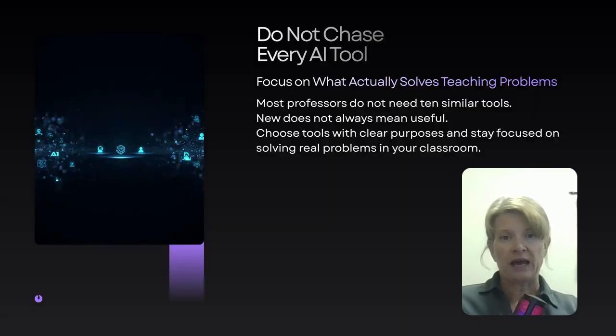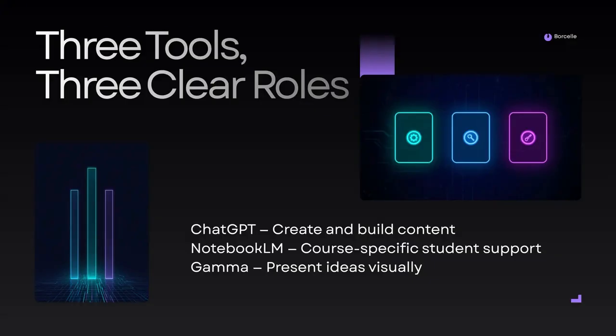I would not try to master every new AI tool that appears online. Most professors do not need 10 tools that perform almost the same job. They need a small number of tools with clear roles. And for me, that's the 3 I discussed in this video. ChatGPT helps me create and build. NotebookLM, or Gemini Notebook, helps me create a course tutor for my students. Gamma helps me present those ideas visually.